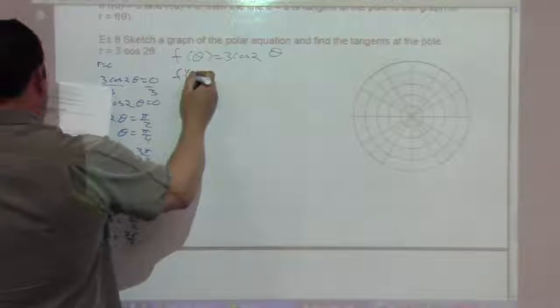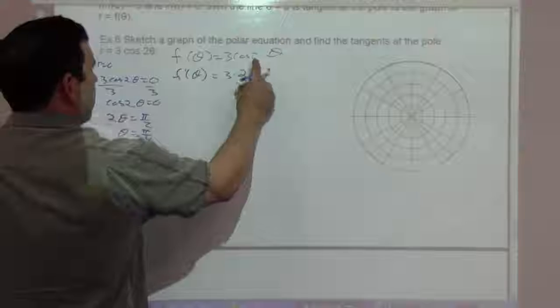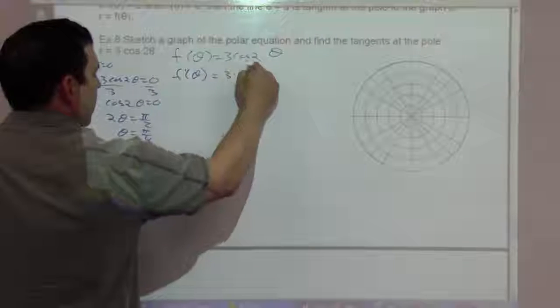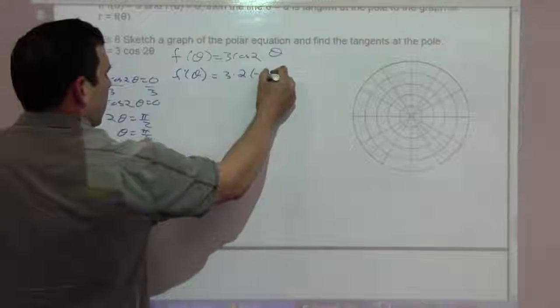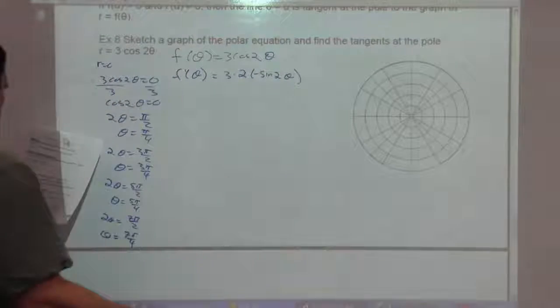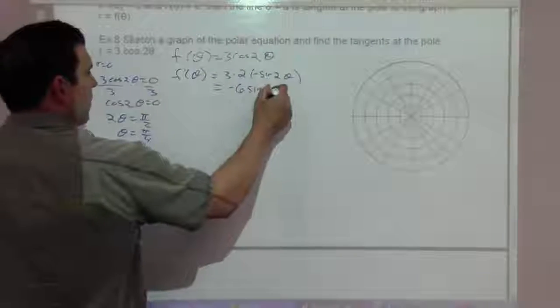F prime of theta is going to be 3 times 2, because the derivative of 2 theta is just 2, times the derivative of cosine, which is going to be negative sine 2 theta. So that's going to be negative 6 sine 2 theta.